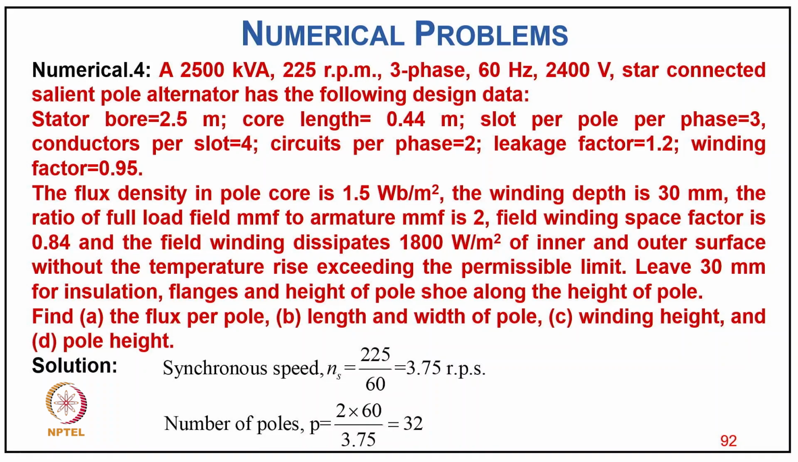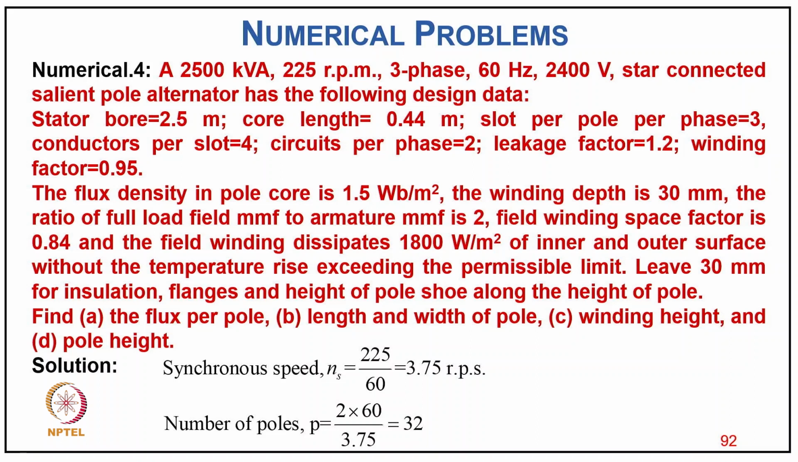Now coming to numerical problem 4: a 2500 kVA, 225 RPM, 3 phase, 60 Hz, 2400 volt star connected salient pole alternator has the following data: stator bore diameter 2.5 meter, core length 0.44 meter, stator slots per pole per phase 3, conductors per slot 4, circuits per phase 2, leakage factor 1.2, winding factor 0.95. The flux density in pole core is 1.5 Weber per meter square. The winding depth is 30 mm, and the ratio of full load MF to armature MF is 2. Field winding space factor is 0.84.